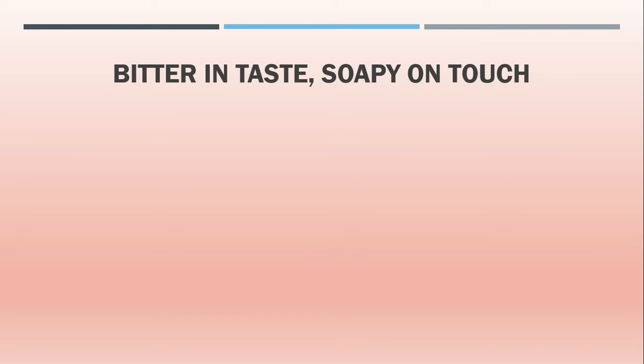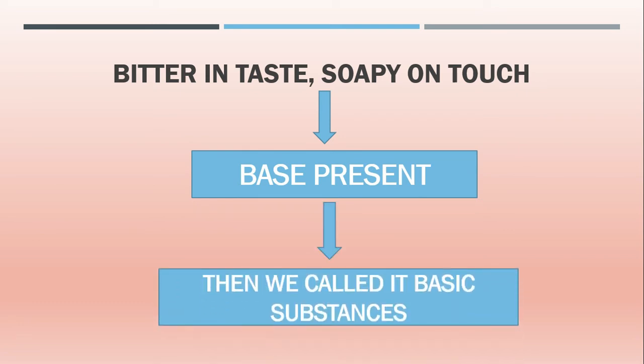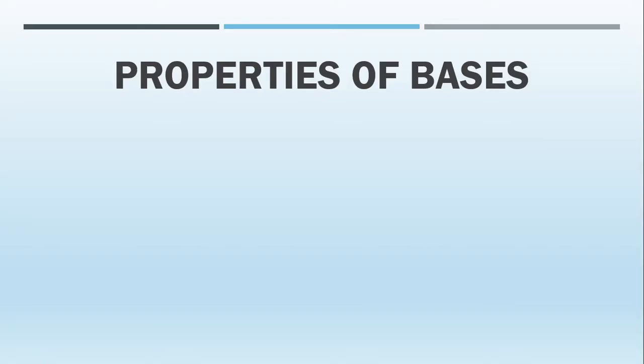Now comes the next, that is base. What is base? Whom should we call a base? Acids, we know, are those which are sour in taste. But what about bases? Bases are bitter in taste and soapy on touch. Any substance which is soapy or slippery on touch, or bitter in taste, then we can say it contains base. That means base is present, and if it contains base, then we call that substance a basic substance.